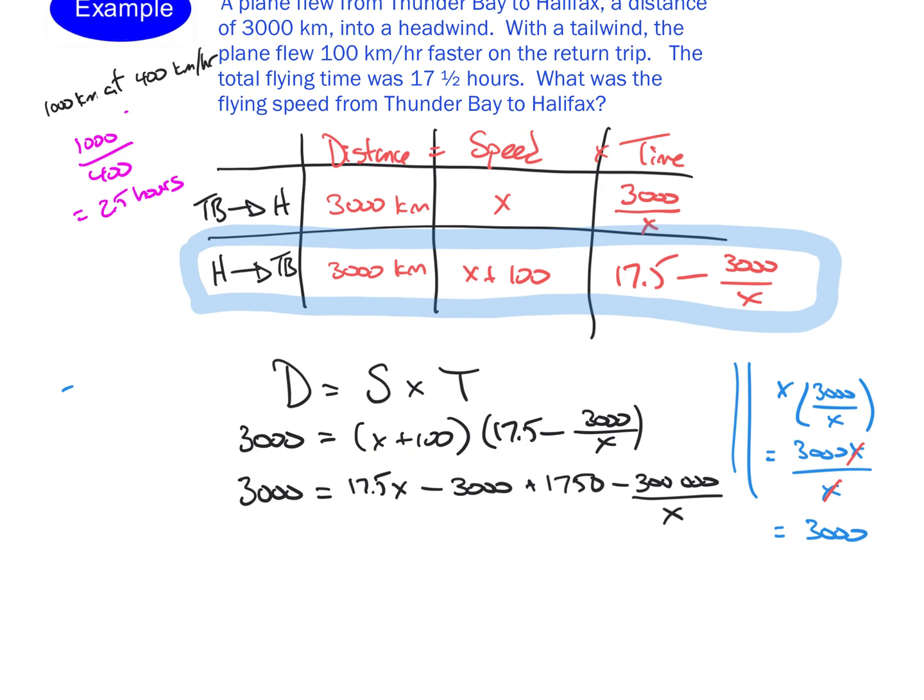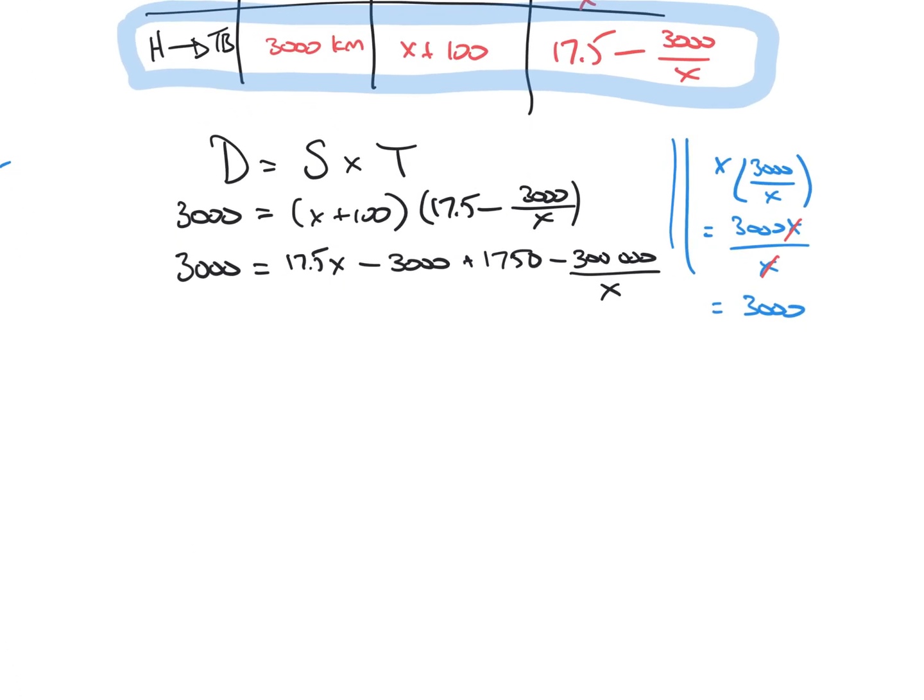Now, probably the easiest thing to do. See, when I look at this, I don't like this because there's something over x. So in order to fix that problem, what we are going to do is multiply everything by x. Everything.